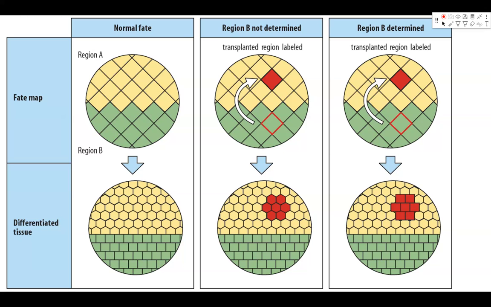Then they did the same thing after determination. They took a piece from the green section, brought it to the yellow section, and then watched it differentiate. And those green cells stayed the squares. They had gotten their instructions. They know what they're going to be. They're not going to disrupt the path. They became squares no matter what the outside world was telling them.